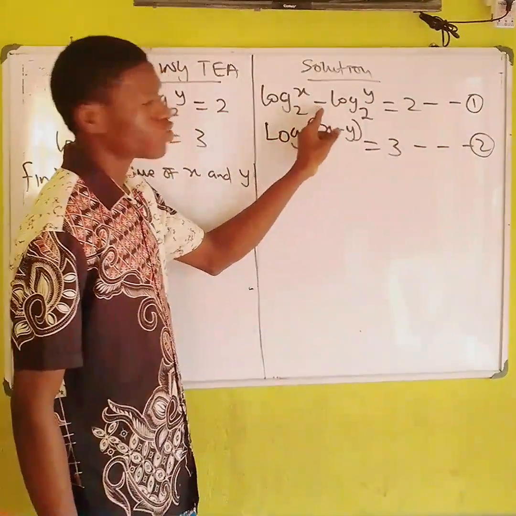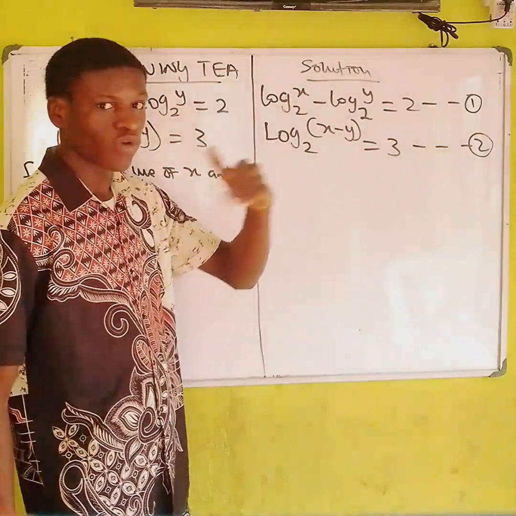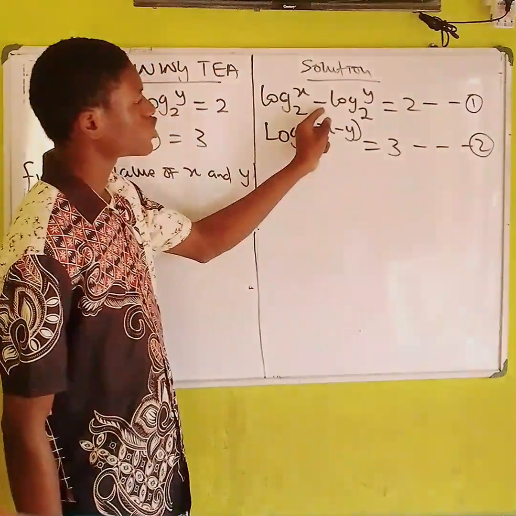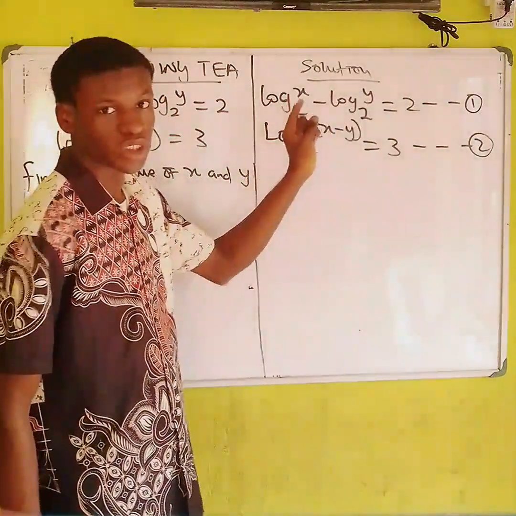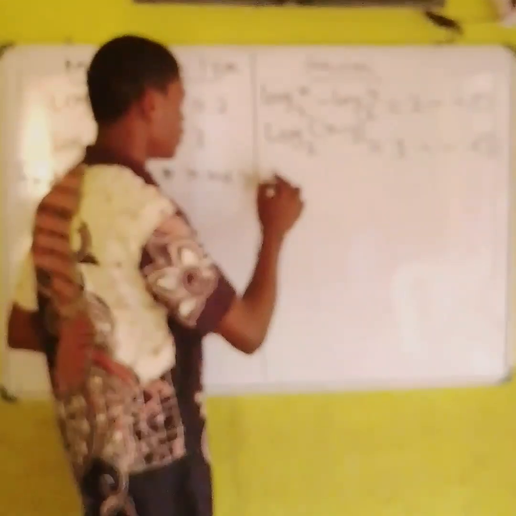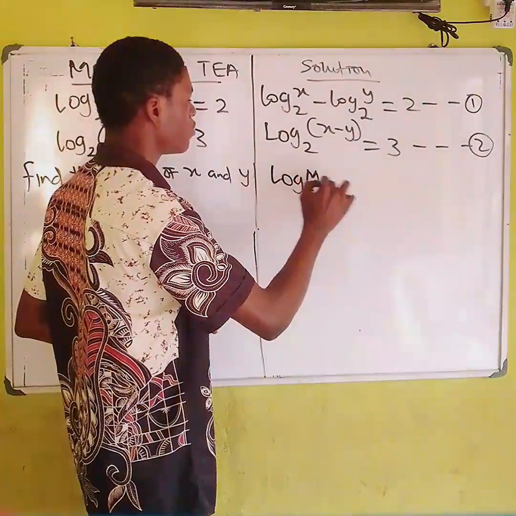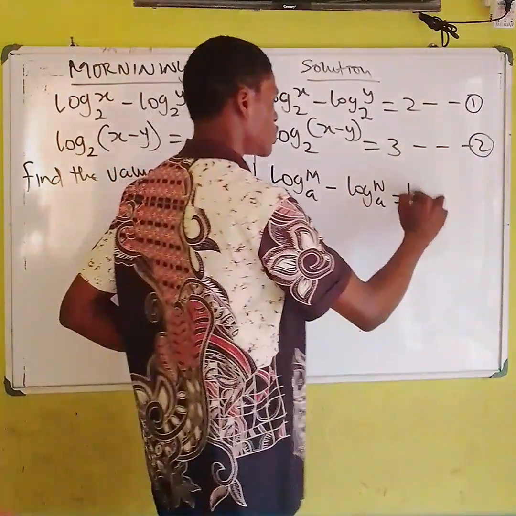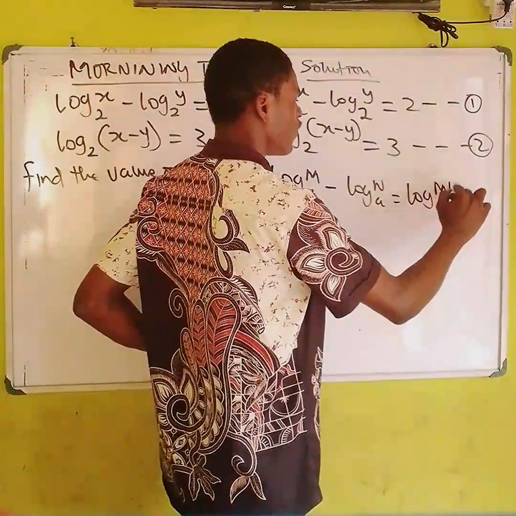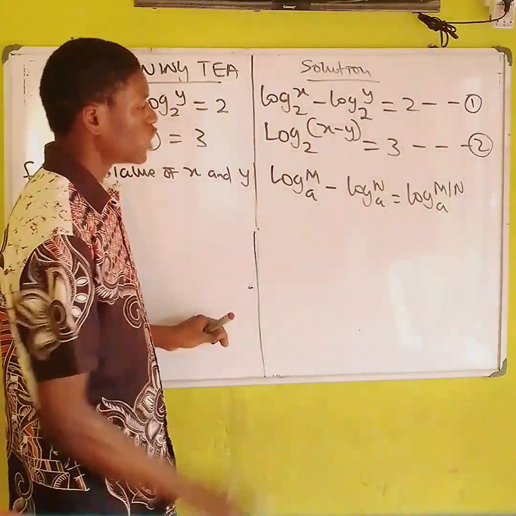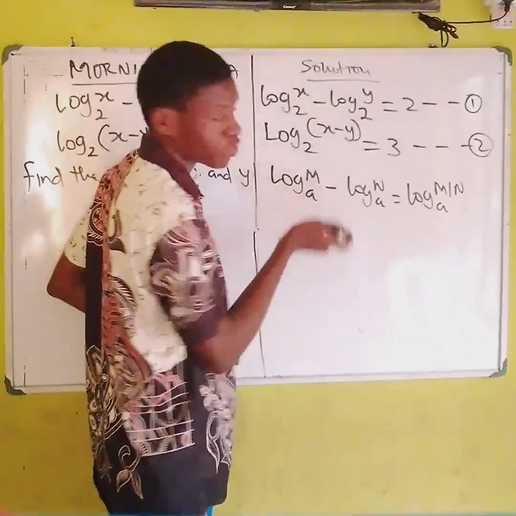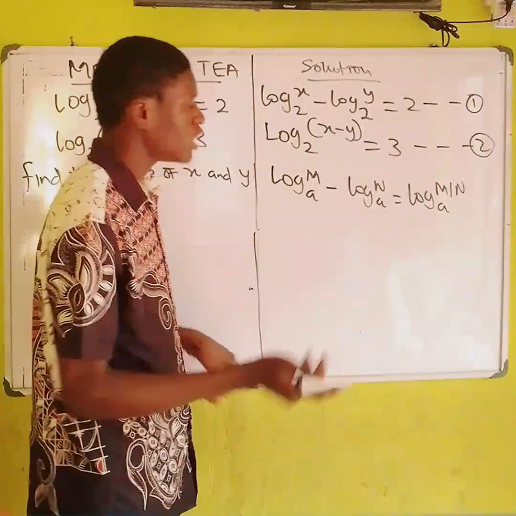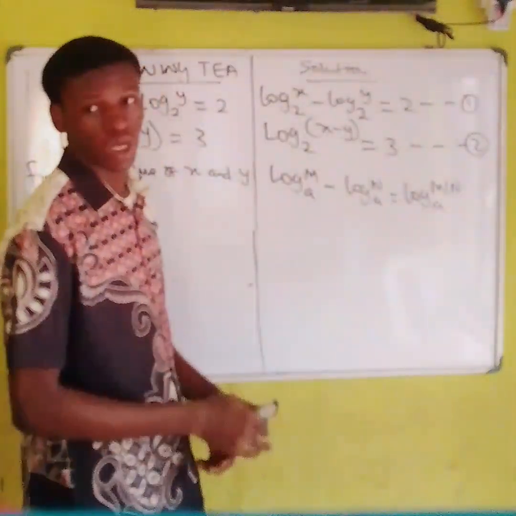Now, I know that based on the first of the basic laws of logarithm, when I have a minus, I'm actually dividing. That's the law that states that log base a of m minus log base a of n is equal to log base a of m divided by n. So when I have the subtraction sign, I divide m and n. The same thing will happen here.